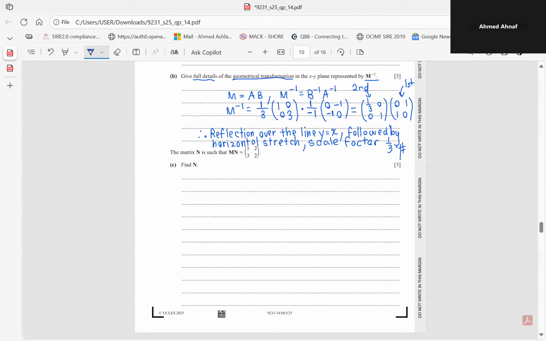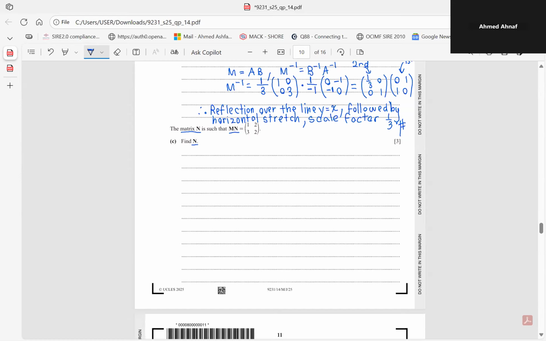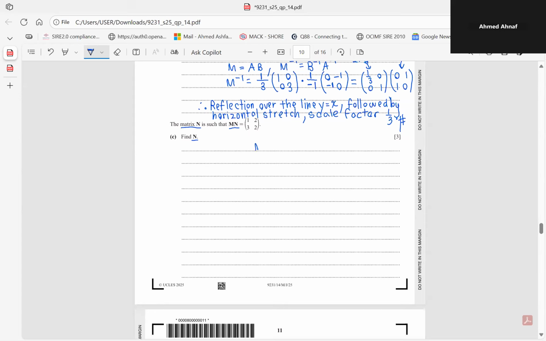Okay, so now we're told that the matrix N is such that MN is equal to this matrix. And for this part, we're supposed to find N. To do this, let's first write the equation that we're given. MN is equal to 1, 2, 3, 2. And to isolate N, you have to take M inverse on both sides. So you take M inverse on the left-hand side, and you also multiply by M inverse on the left-hand side of the right-hand side.